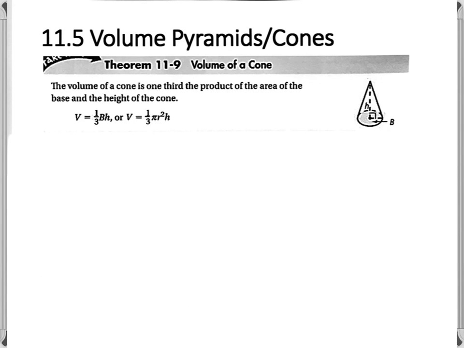The volume of pyramids and cones is calculated by taking 1/3 the base area times the height of the cone. So it's the same as your pyramid formula, but in this case they also provide a more direct formula where volume equals 1/3 pi r squared h.